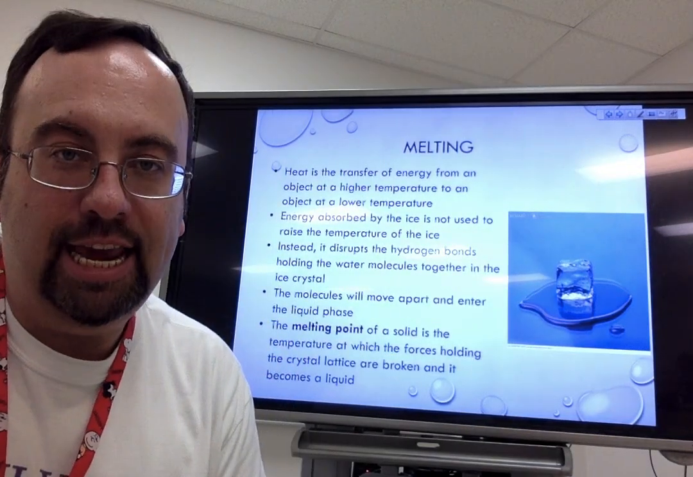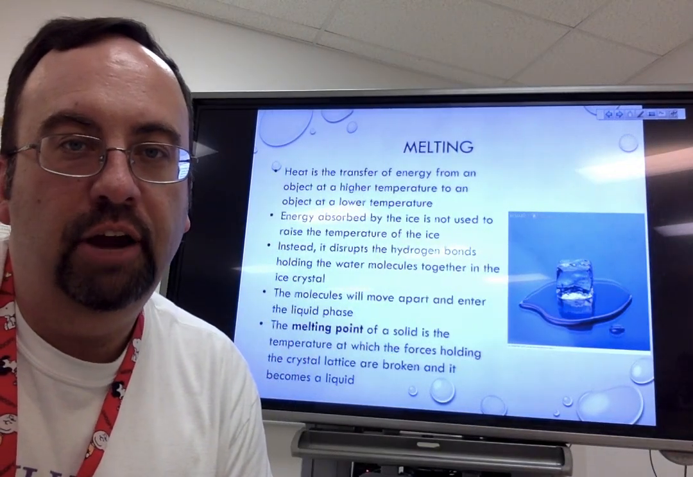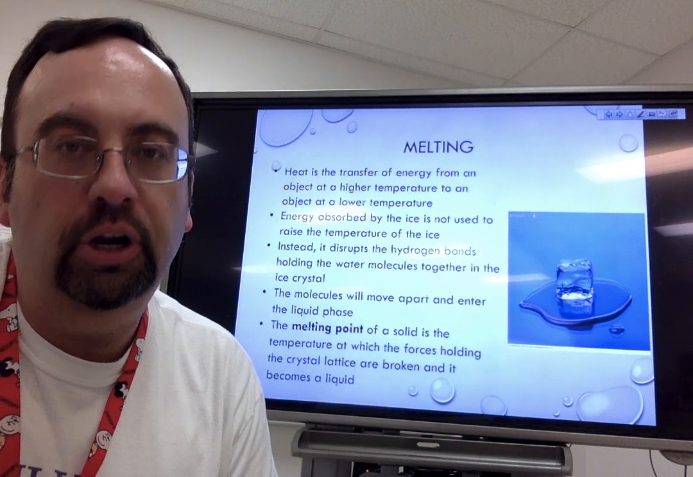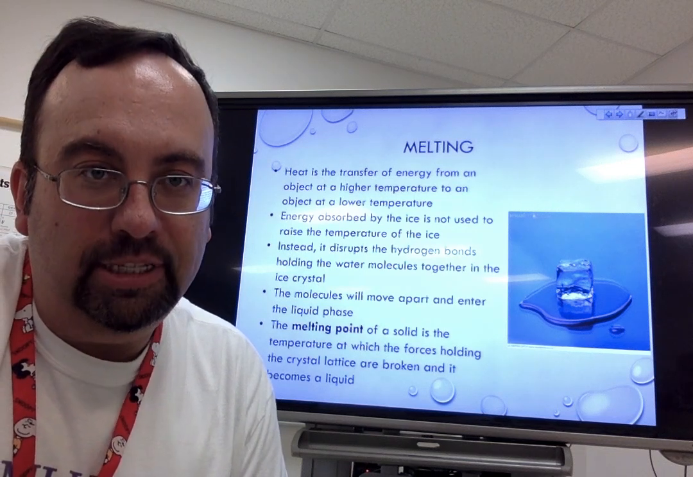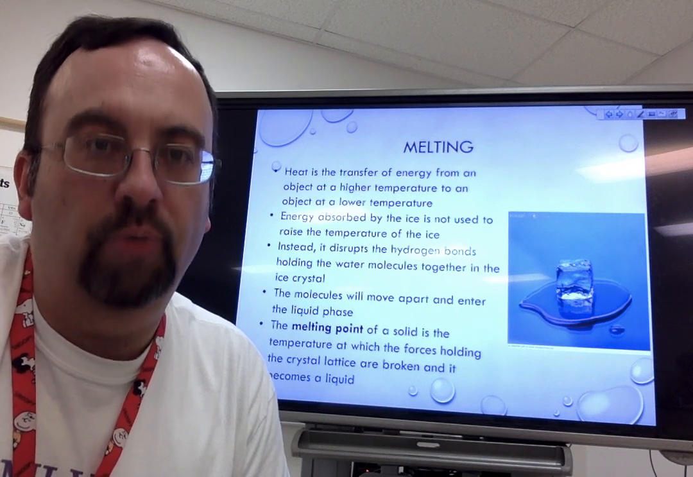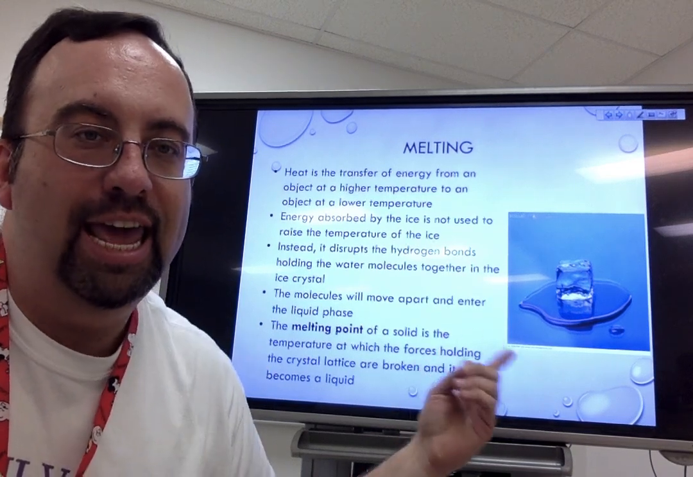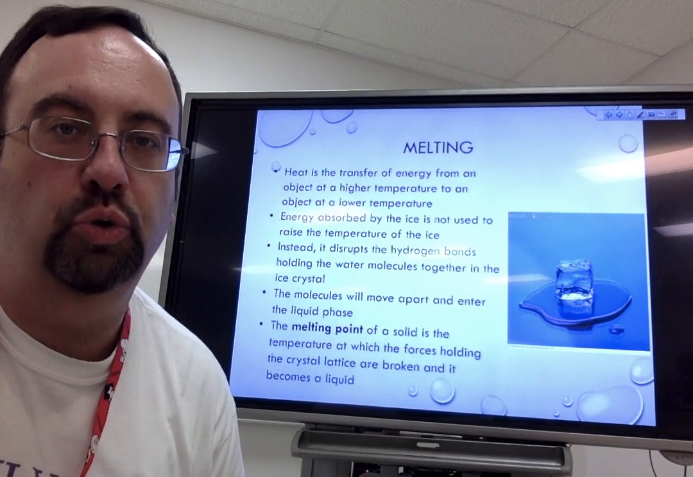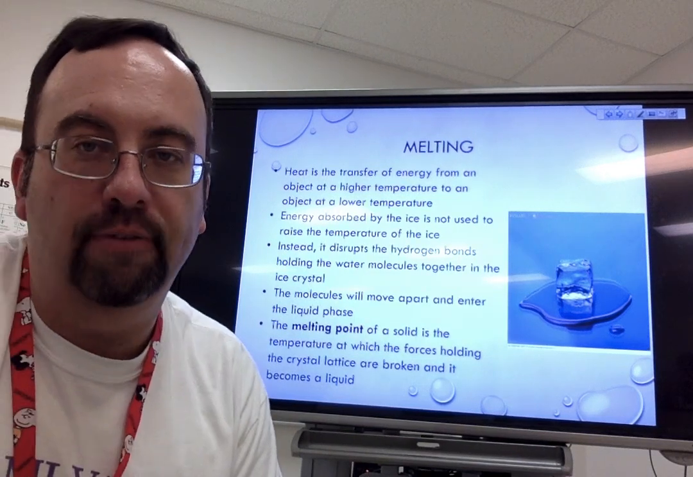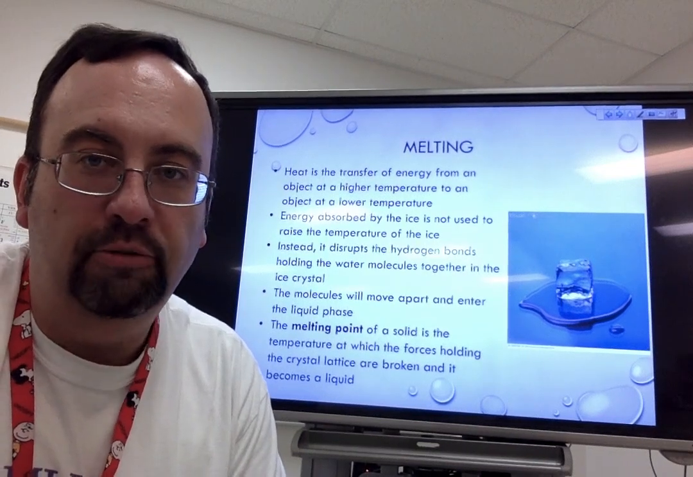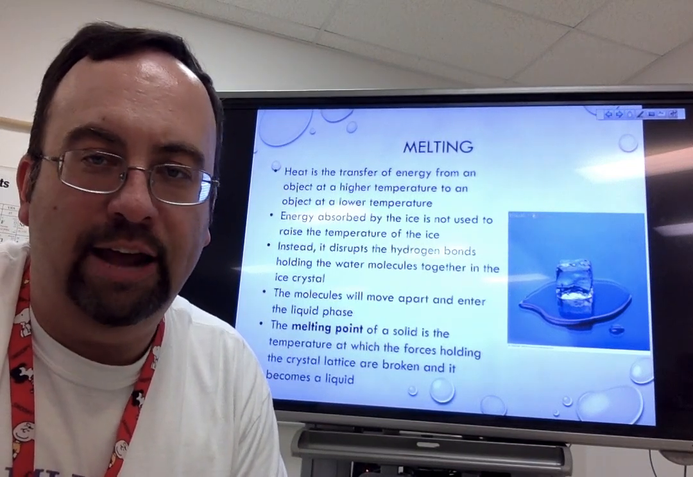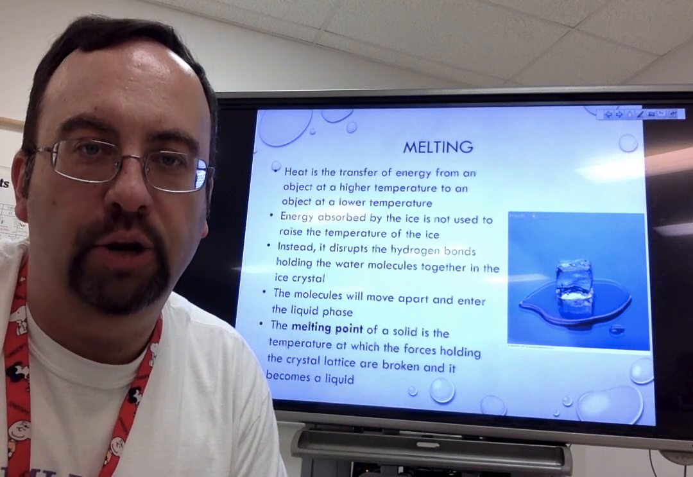Melting. Heat is the transfer of energy from an object of a higher temperature to an object of a lower temperature. What happens then is the energy that is absorbed by this ice, for example, is actually not used to raise the temperature of the ice. And so there must be something else at work here, because we know from the law of conservation that energy cannot be created nor destroyed.